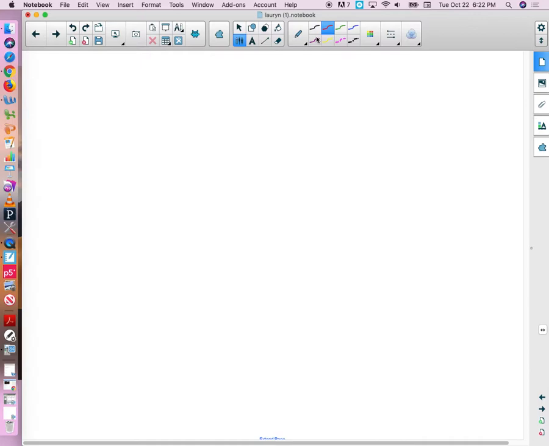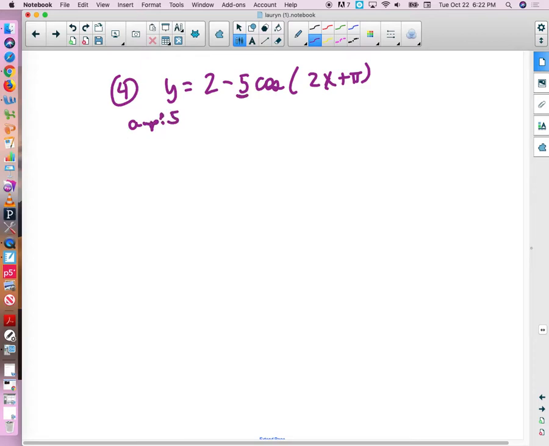Oh, sorry, we'll just have a plain page. Number 4, I changed it. If you haven't looked at the new document, I changed it to 2x plus pi. I changed it to a plus because I didn't have any that were shifting the other way. Amplitude is 5. I see a negative in front of it, but it's just going up and down 5. The negative will help me with the direction. The period is 2 pi over 2, or pi. Count here is easy, pi over 4.